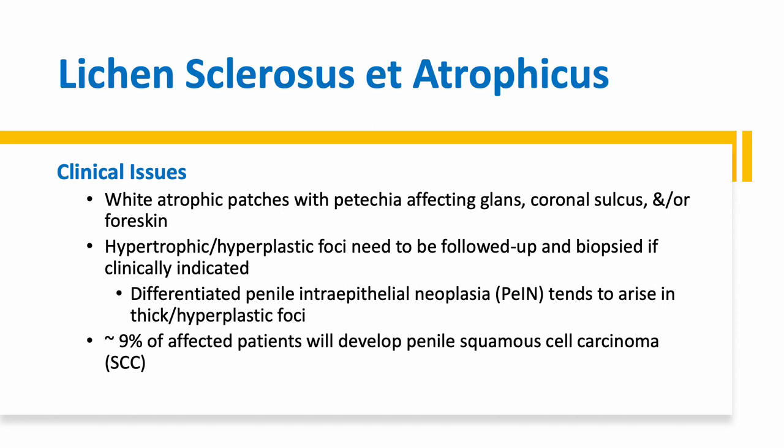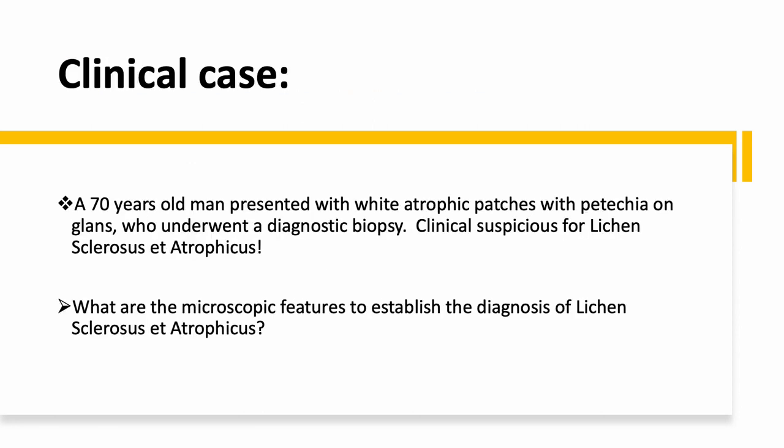We must focus when we see hyperplastic foci in the background of lichen sclerosus et atrophicus, because they can be associated with those precancerous lesions. 9% of patients with lichen sclerosus et atrophicus can develop squamous cell carcinoma. So it's important in clinical practice, and very important that the clinician, dermatopathologist or dermatologist picks up those cases. So we will practice how we can come up with the diagnosis of lichen sclerosus et atrophicus.